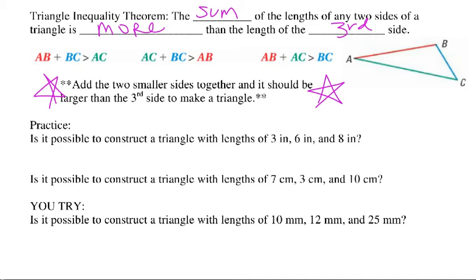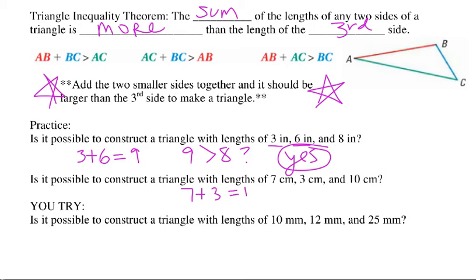So for this first one, my sides 3 inches and 6 inches are my two smaller sides. If I add those together, 3 plus 6 is 9. Is 9 greater than the third side? Yes, it is. So yes, this would make a triangle. Next we would do the same thing again. So 7 plus 3, those are my two smaller sides, equals 10. Is 10 greater than the third side? The answer is no, it is equal to it. It has to be exactly greater than. It cannot be equal or it will not create a triangle.